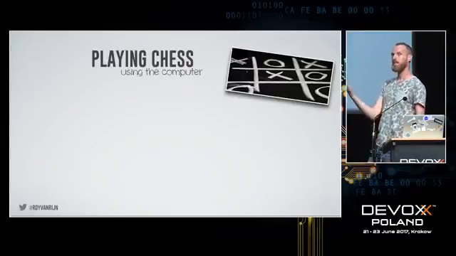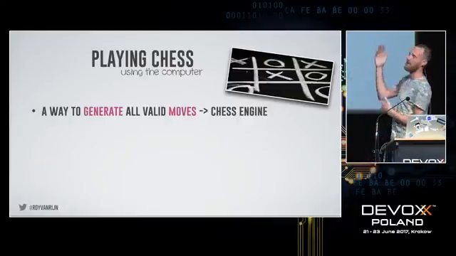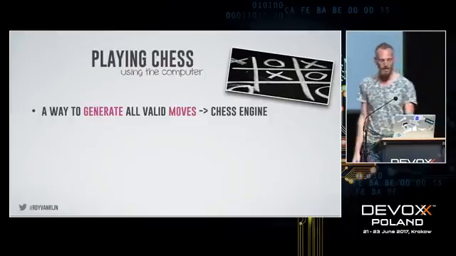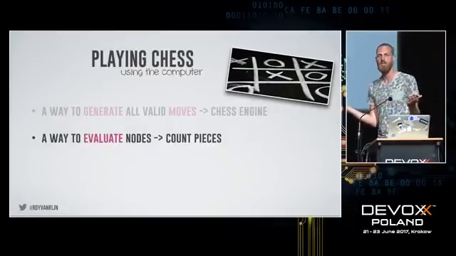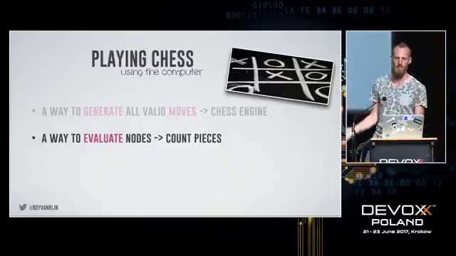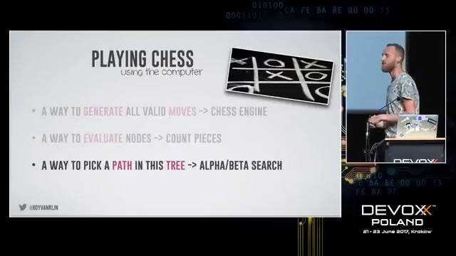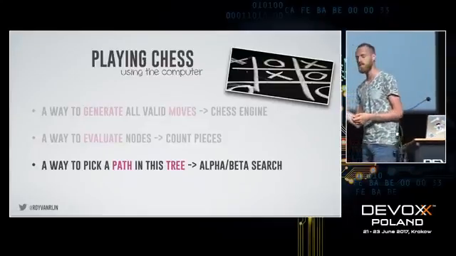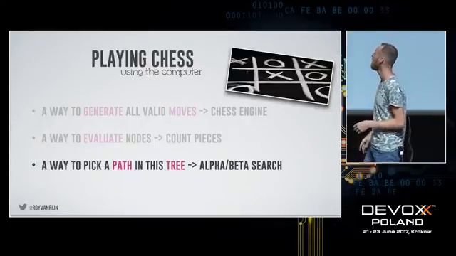So, how did I write my chessbot? Well, you need a way to generate all the moves, a chess engine. You need a way to evaluate the nodes. Well, we can just count the pieces, or maybe something more elaborate. And we need a way to pick a path in this tree, and we're going to use alpha-beta search. I did this in a weekend. It was one of my weekend projects. I often do weekend projects.